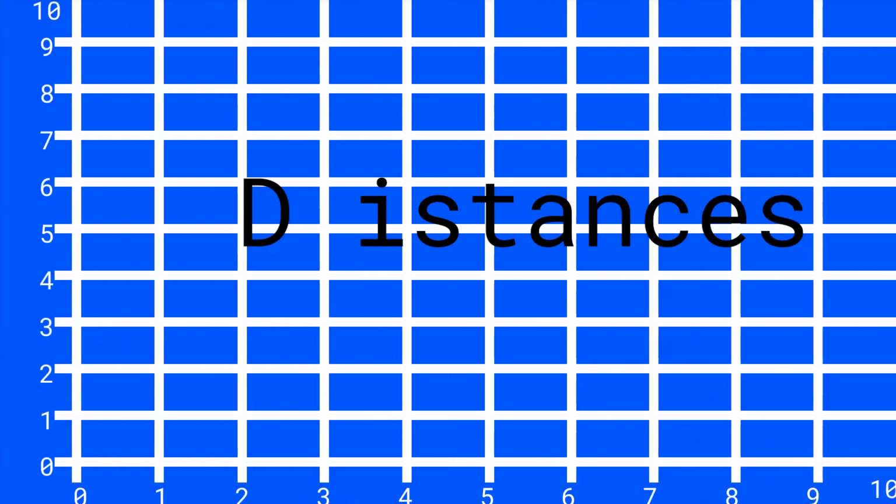Welcome. In this video, we'll be talking about distances. Distances are the distance between something, for example, how far away point A is from point B in a 10 by 10 grid.